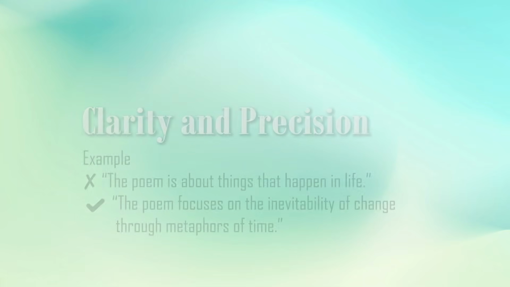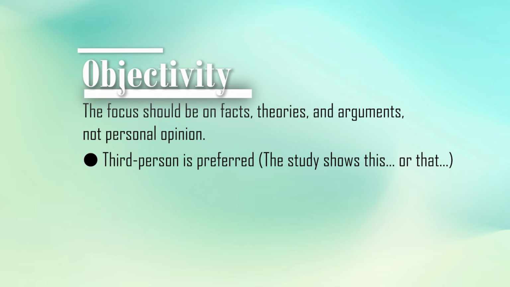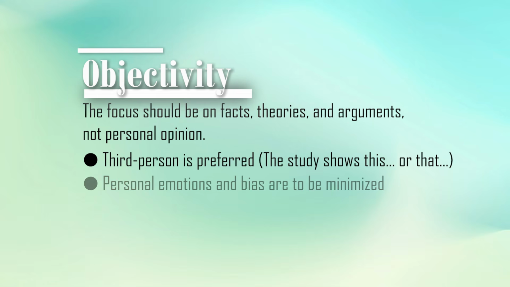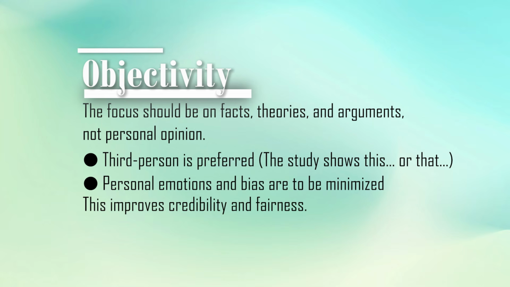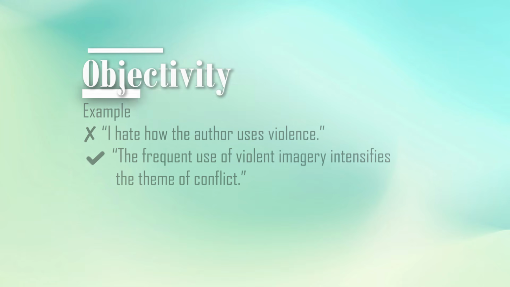The third is objectivity. The focus should be on facts, theories, and arguments and not personal opinions. Third person is preferred, meaning the study shows this or that. Personal emotions and bias are to be minimized. This improves credibility and fairness. For example, instead of writing, I hate how the author uses violence, you should write, the frequency of use of violent imagery intensifies the theme of conflict.